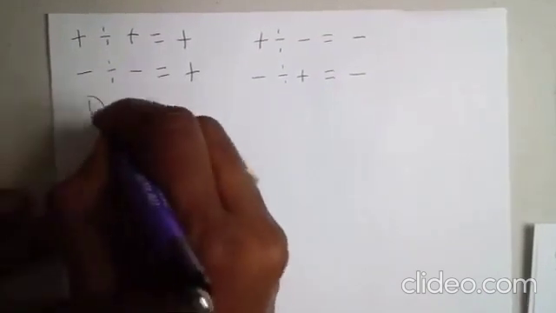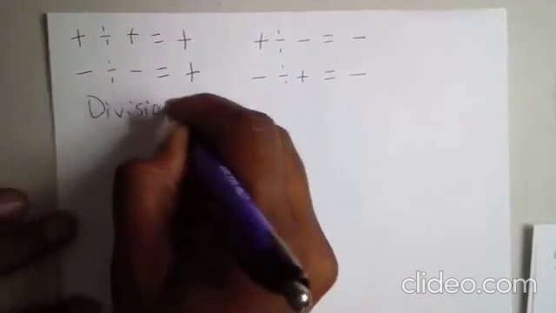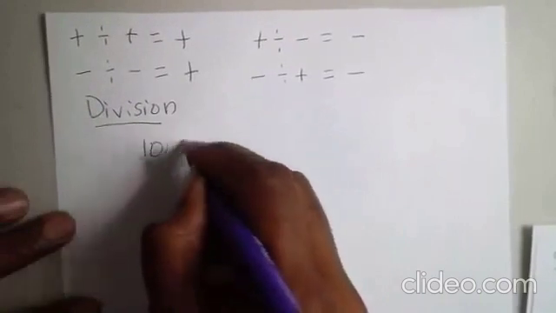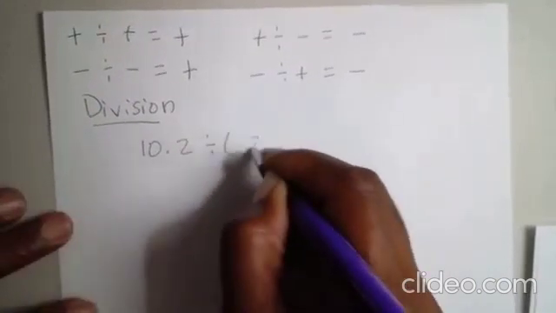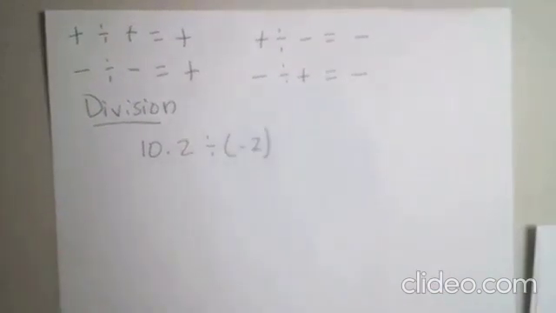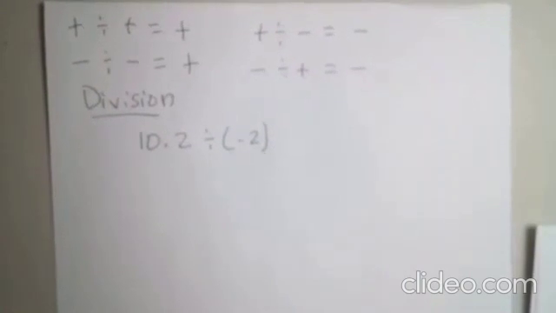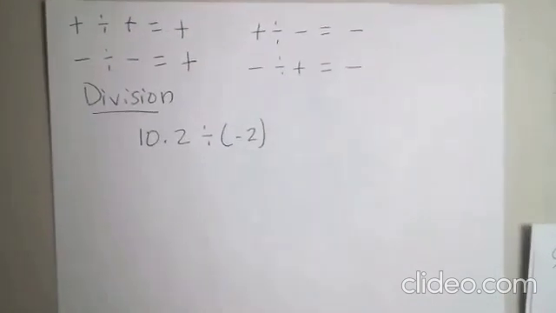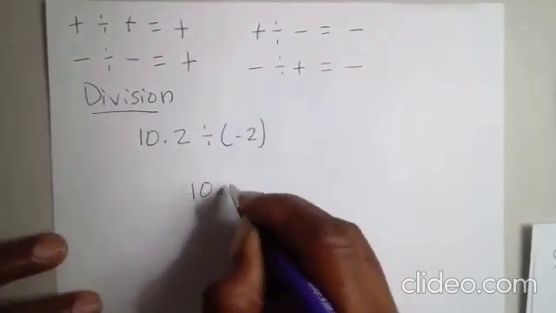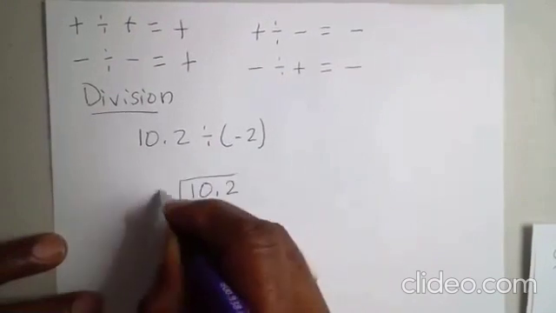So now let's do division. We have 10.2, and we're dividing that by negative 2. Well, 10.2 divided by negative 2, what's our answer going to be? Our answer is going to be negative. Very good. Let's do our 10.2 divided by 2.